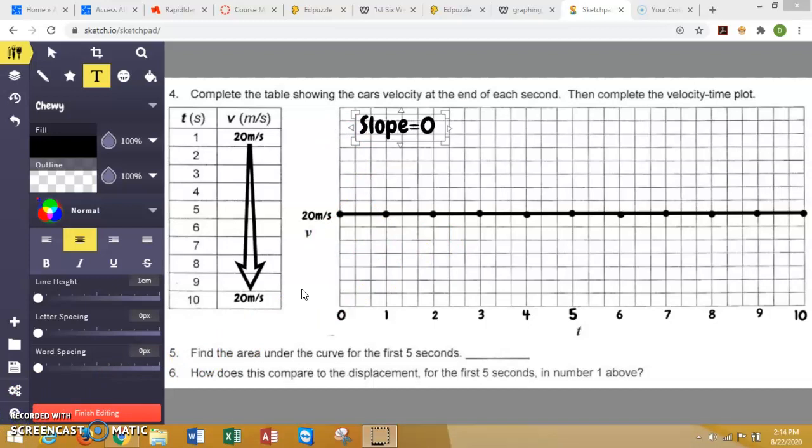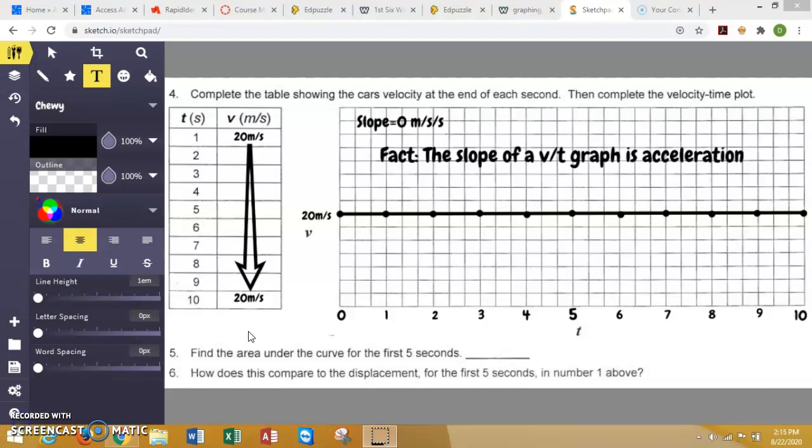Now we said that slope actually means something. So in physics, slope means something. So here I'm taking meters per second, a speed, and dividing by time in seconds. So my slope is meters per second per second. What the heck is that? Meters per second per second is called acceleration. Fact: the slope of a velocity-time graph is acceleration.